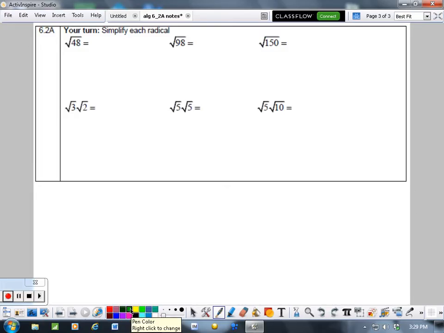So I'm going to go ahead and break down 48. I'm going to use my smallest prime number, which is 2. So 2 goes into 48 24 times. And then 2 goes into 24 12 times. And 2 goes into 12 6 times. And 2 goes into 6 3 times. Since 3 is prime, I stop there.